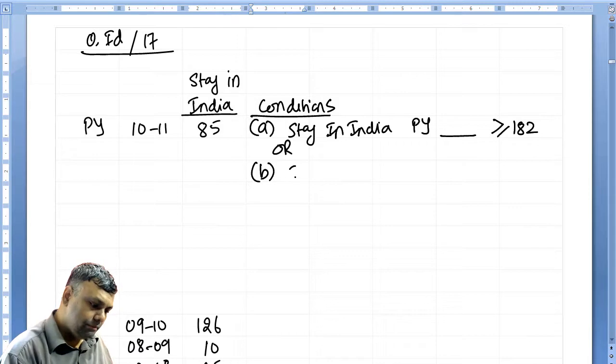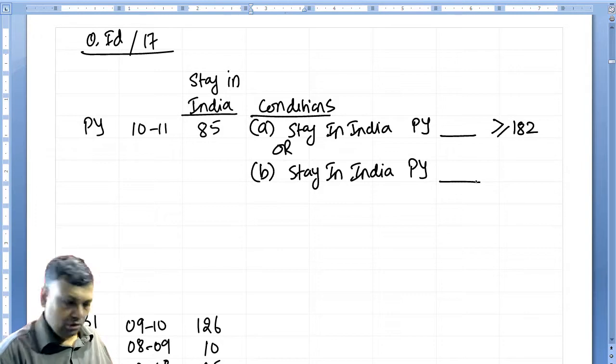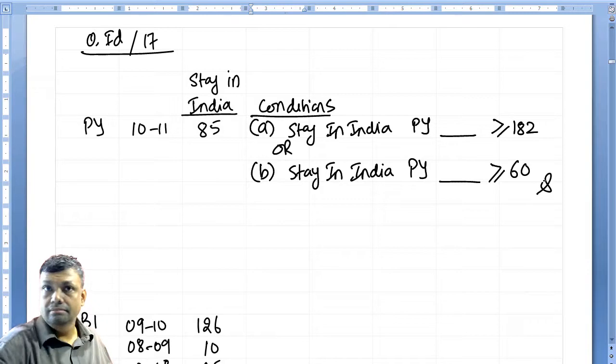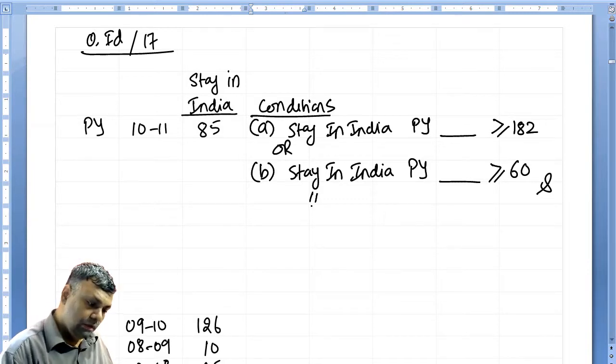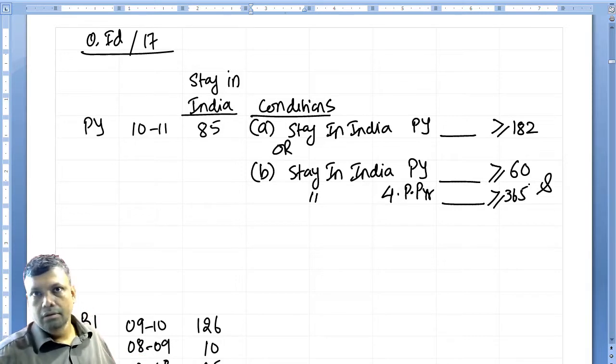B: stay in India during the previous year, actual number of days I have to put, should be greater than or equal to 60, and stay in India in the 4 years preceding the previous year should be greater than or equal to 365. This is the test or the method which is required to decide your residential status.